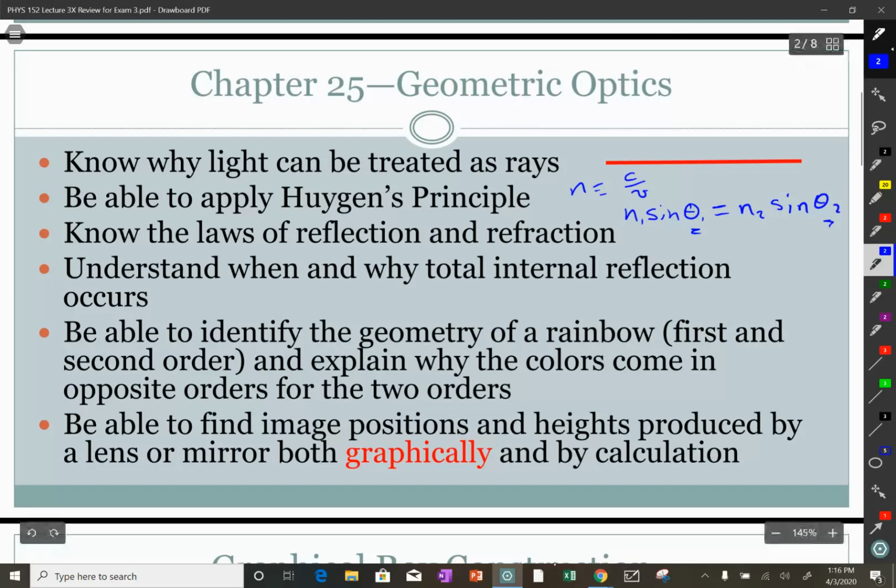The law of reflection was much simpler. The law of reflection was that theta incident equaled theta reflected. And so based on those two, we were able to make things that focus light.